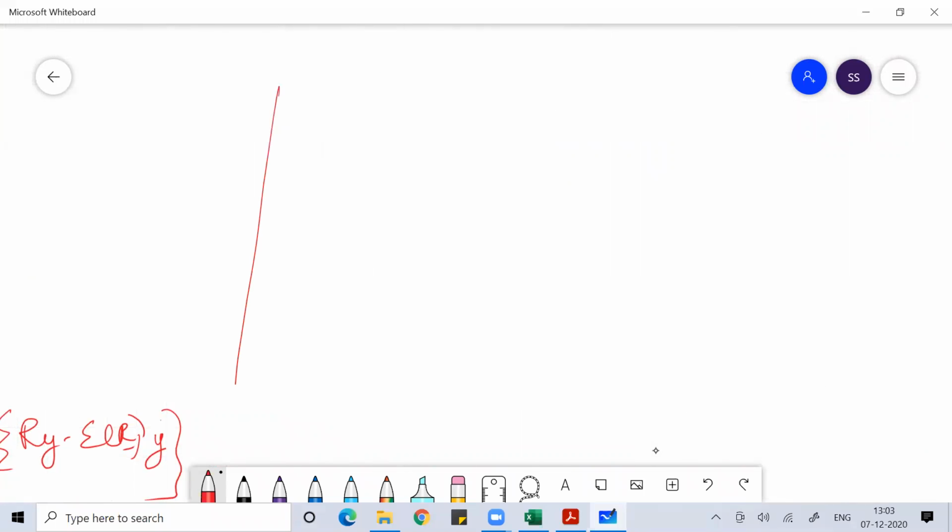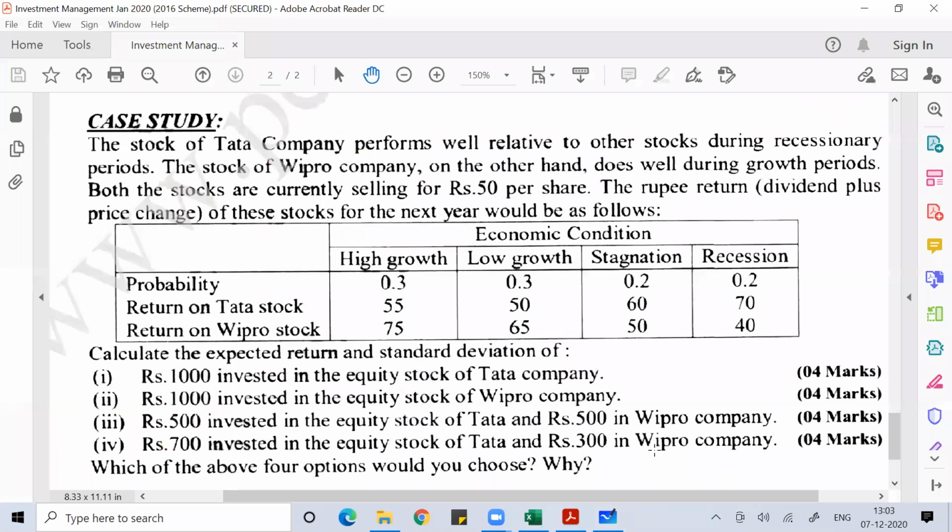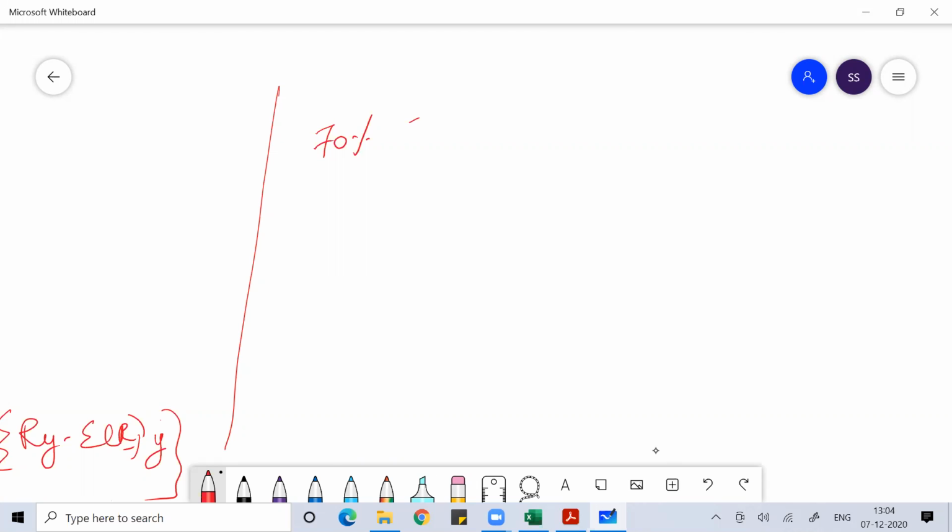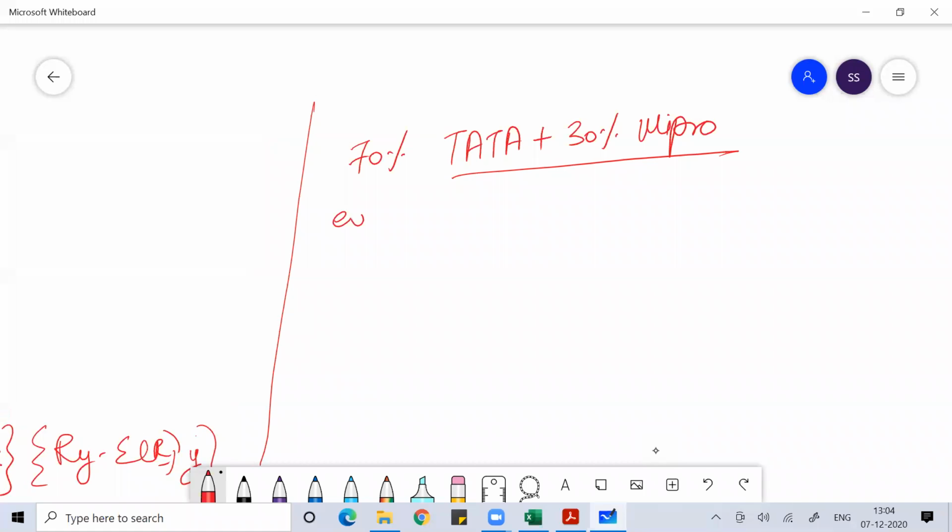So if I talk about the other part of the portfolio, where 70% of my investment is in Tata and 30% of my investment is in Wipro. You understand, the total investment I'm doing is 1000 rupees. So 700 rupees in Tata and 300 rupees in Wipro means 70% of my investment in Tata and 30% in Wipro. So what is my expected return?